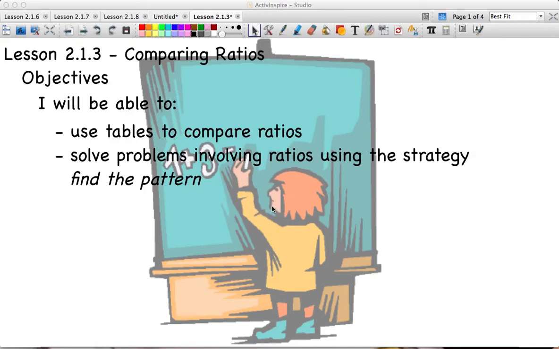Welcome to Lesson 213, Comparing Ratios. Today we're going to talk about how to use tables to compare ratios, and then how to solve problems involving ratios using the strategy Find the Pattern.